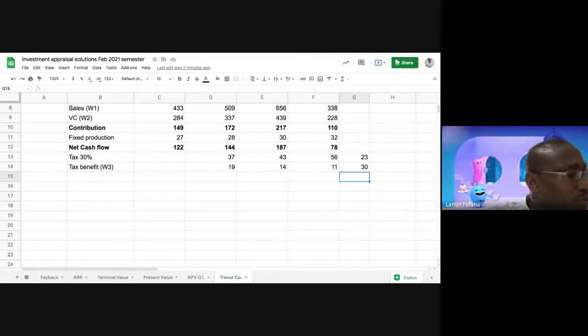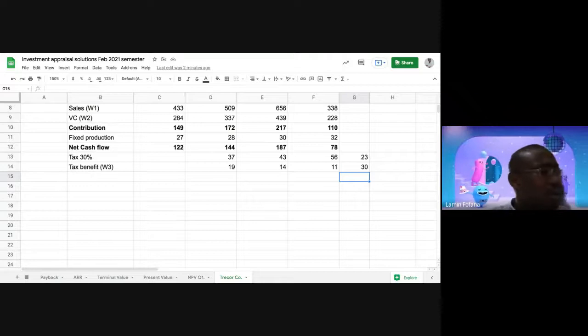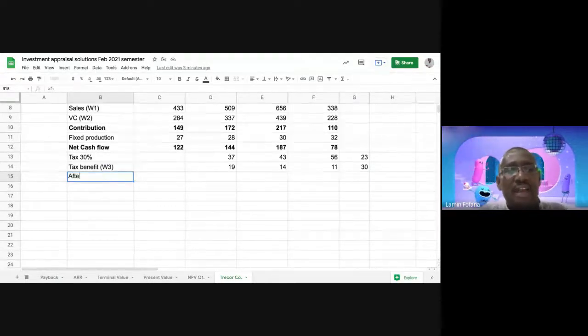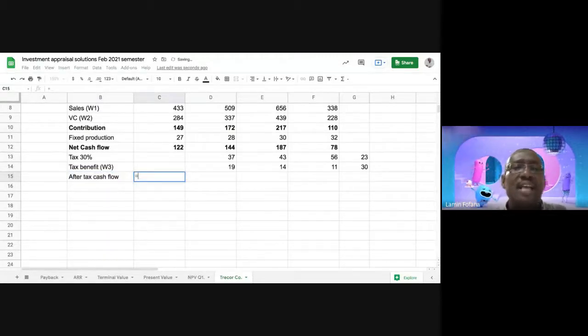Okay, so let's move, please. Time is not on our side. So let's have our after-tax cash flow. Now we're going to calculate our after-tax cash flow. Our after-tax cash flow will be this cash flow, plus the tax benefit, less the tax payment. We'll have 122 for this one.